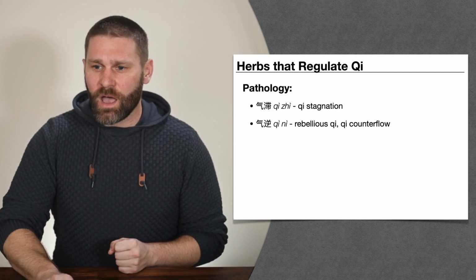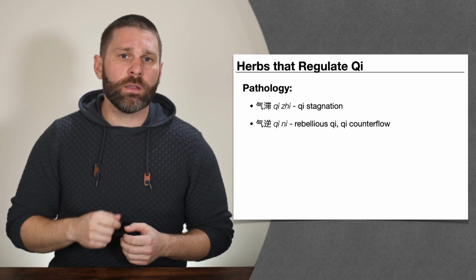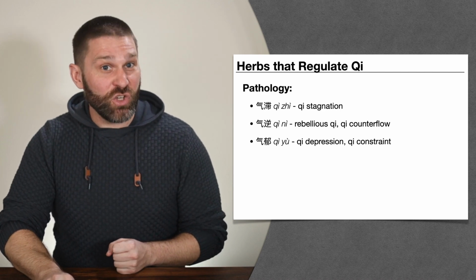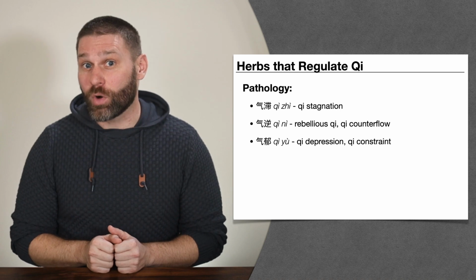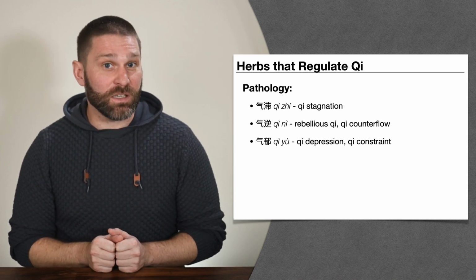If we wanted to get a little bit deeper and maybe a little bit more nerdy, when we talk about the qi not moving, we can say qi zhi, as in qi stagnation, but another term we might see pop up is qi yu, which Wiseman translates as qi depression or depressed liver qi, or Bensky uses the term qi constraint.